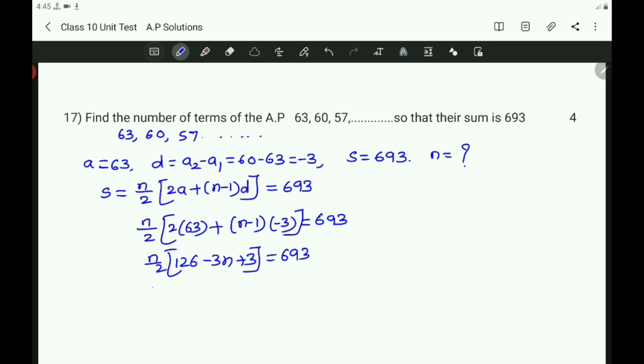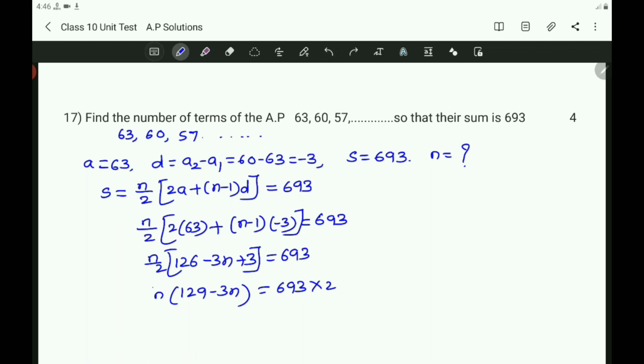Then here you can add these two. Before that, you transfer this 2 to the RHS, so you will get N into the sum of these two is 129 minus 3N equals 693 into 2. Here 2 is in the denominator. When it is transferred to the RHS, it comes to the numerator.